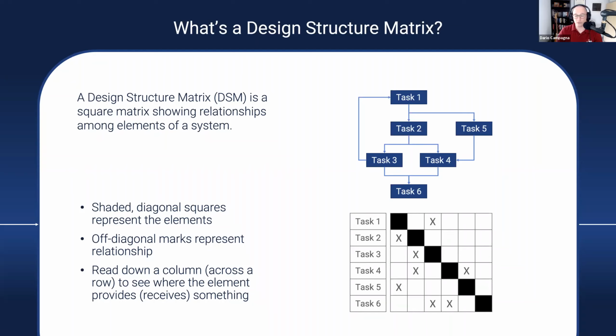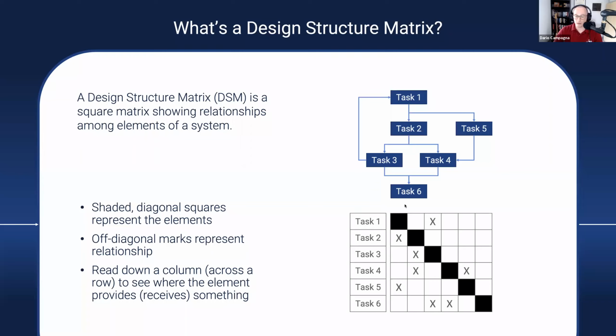So you see the elements that produce something for the element. For example, for task 1, we see that we have an X on the column of task 3. So this means that task 1 receives something from task 3. If you read a column instead, you see what the elements provide, so the outputs of an element. And we see that for task 1, we have a mark for task 2 and for task 5, and those are the output relations between task 1 and the other 2 tasks. So this is the basic definition of DSM, a matrix representing elements and relationships.